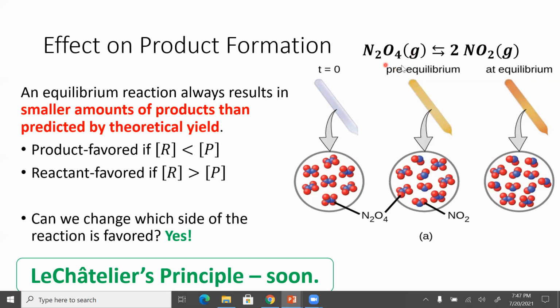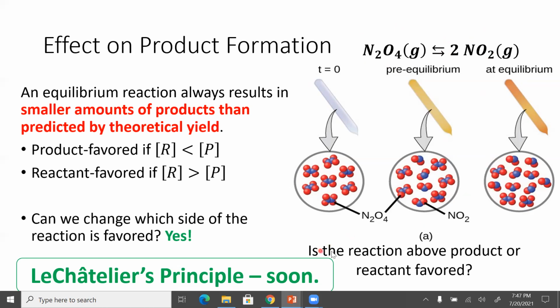Now, the reactants are still producing products. The products are still producing reactants, but the concentration of reactant and the concentration of product will be constant at equilibrium. So is the reaction above product favored or reactant favored?